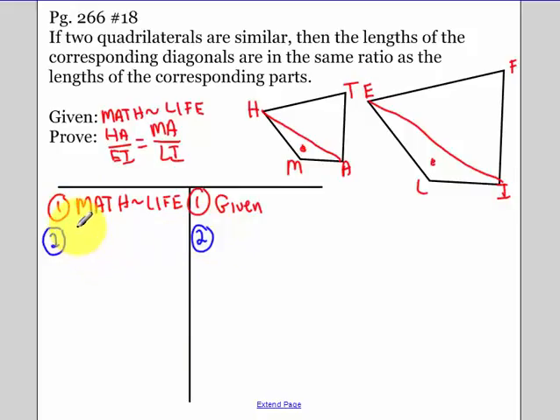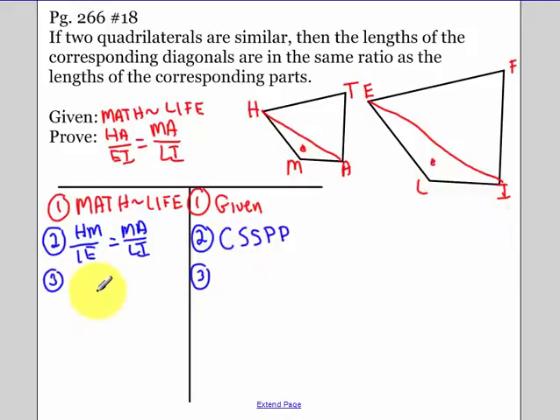So HM is to LE as MA is to LI. And that's corresponding sides of similar polygons, now because we're not dealing with triangles, are proportional. So I have my sides proportional. We know that angle M is going to be equal to angle L because corresponding angles of similar polygons are congruent.